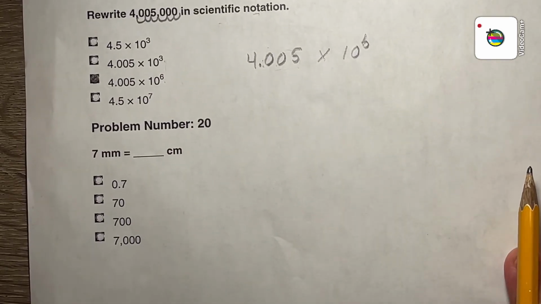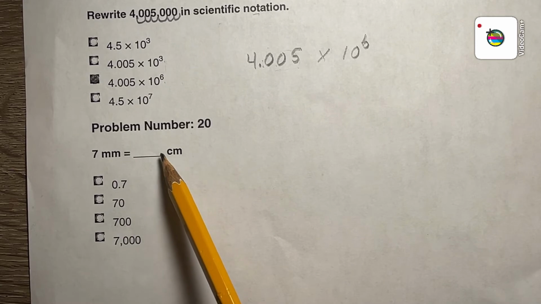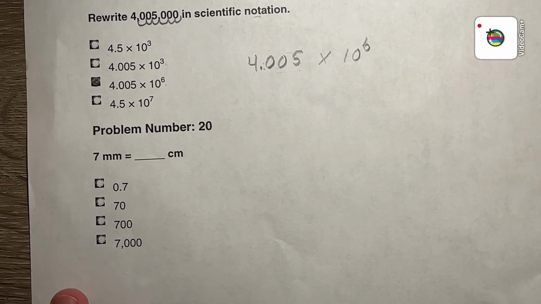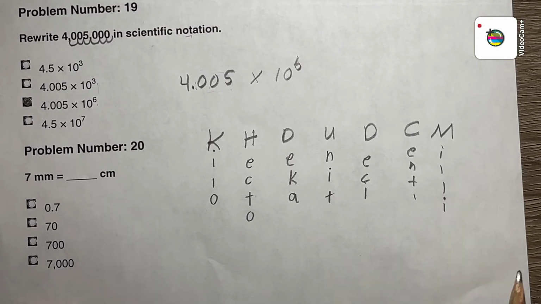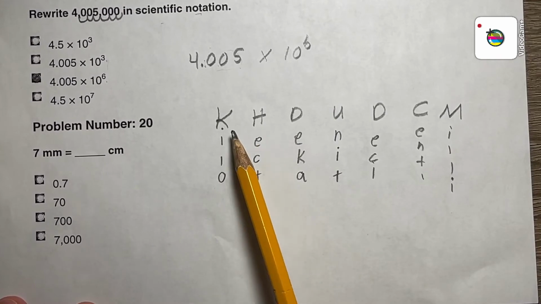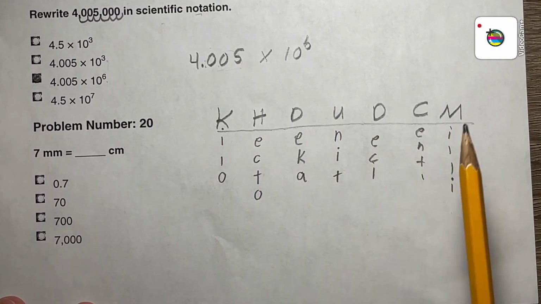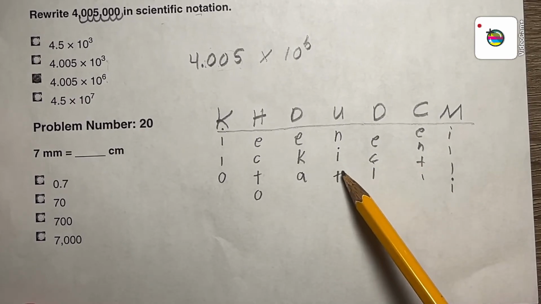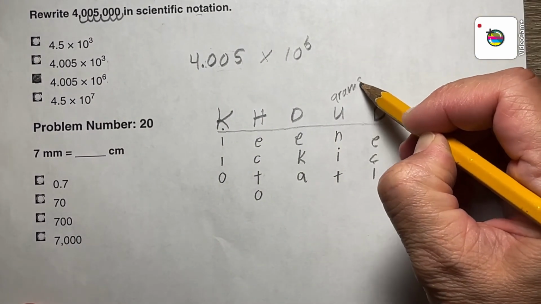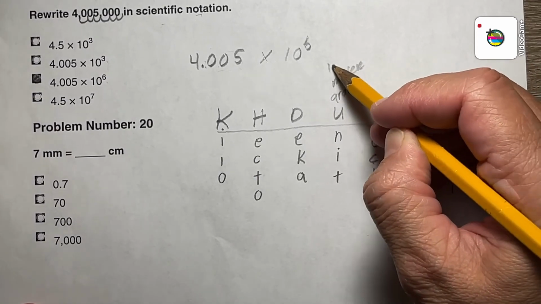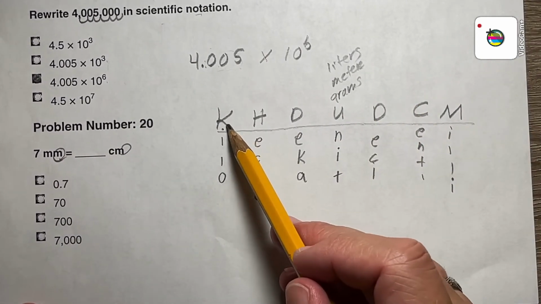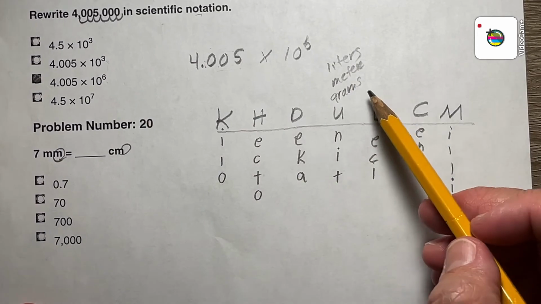Okay, last problem. Convert 7 millimeters to centimeters. All right, we're going to have to learn our standard unit. Okay, so here's the order that you are going to have to remember for converting your units. Your units could either be grams, meters, or liters. In this case, it's going to be meters. There's kilometers, there's kilograms, there's kiloliters.